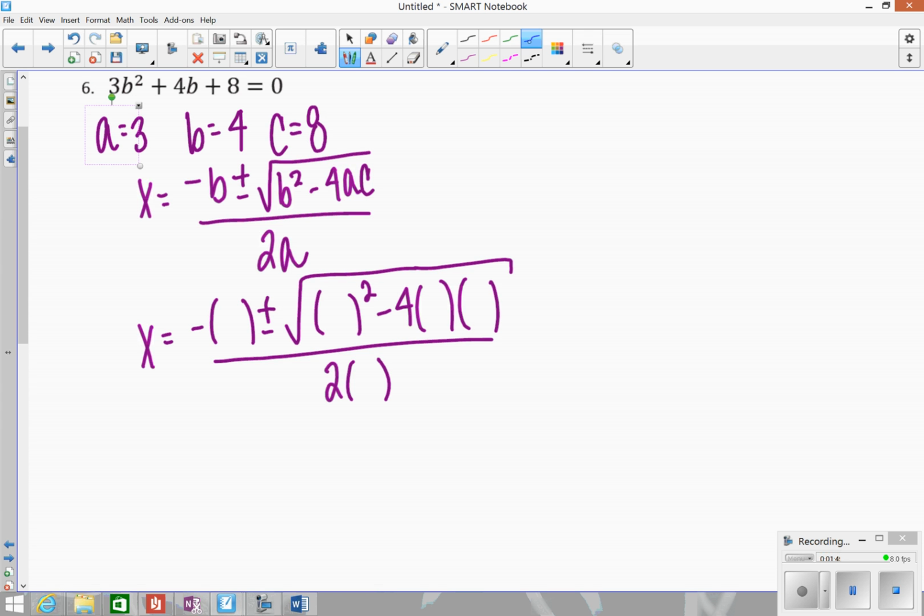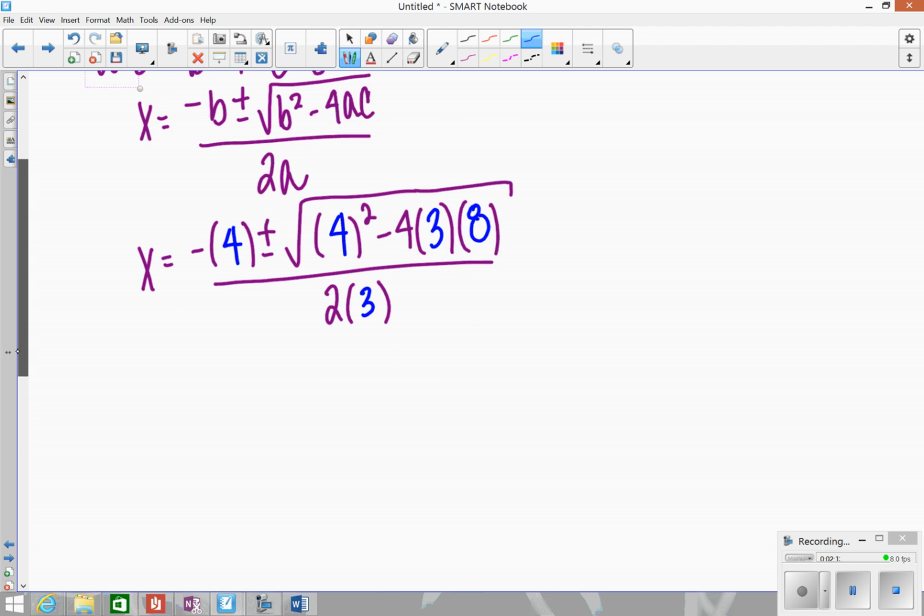So now what I'm going to do is I'm going to replace these parentheses with the number. So this first set of parentheses is for b, so that's going to be a 4. Next one was a b, so that's going to be 4. A is this set, so a is equal to 3, and c is 8. And then a is 3.